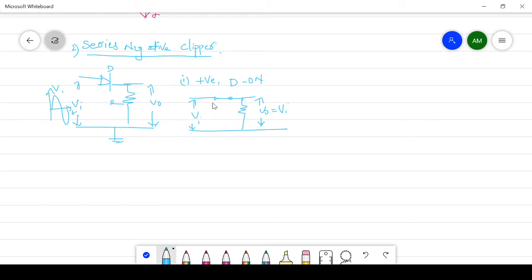So the total current passes through this circuit. So V naught is equal to Vi, and we can get the positive half cycle. When we are applying the positive voltage, we get the positive half cycle.